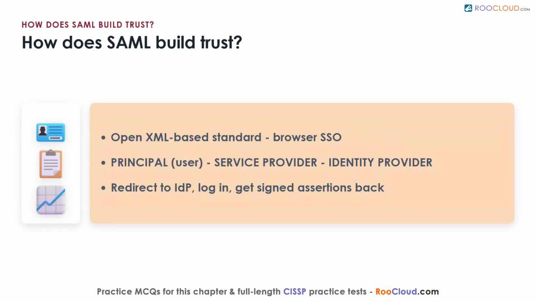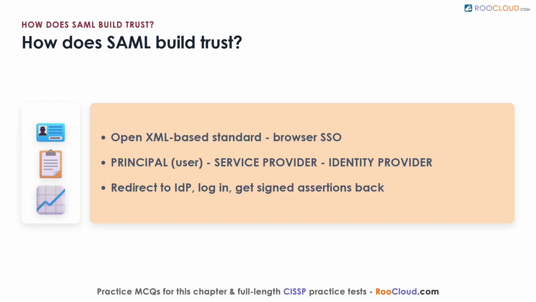Now, the first major standard. How does SAML let organizations trust each other? Security Assertion Markup Language is an open XML-based standard that carries authentication and authorization details between federated organizations, and it powers single sign-on in the browser.